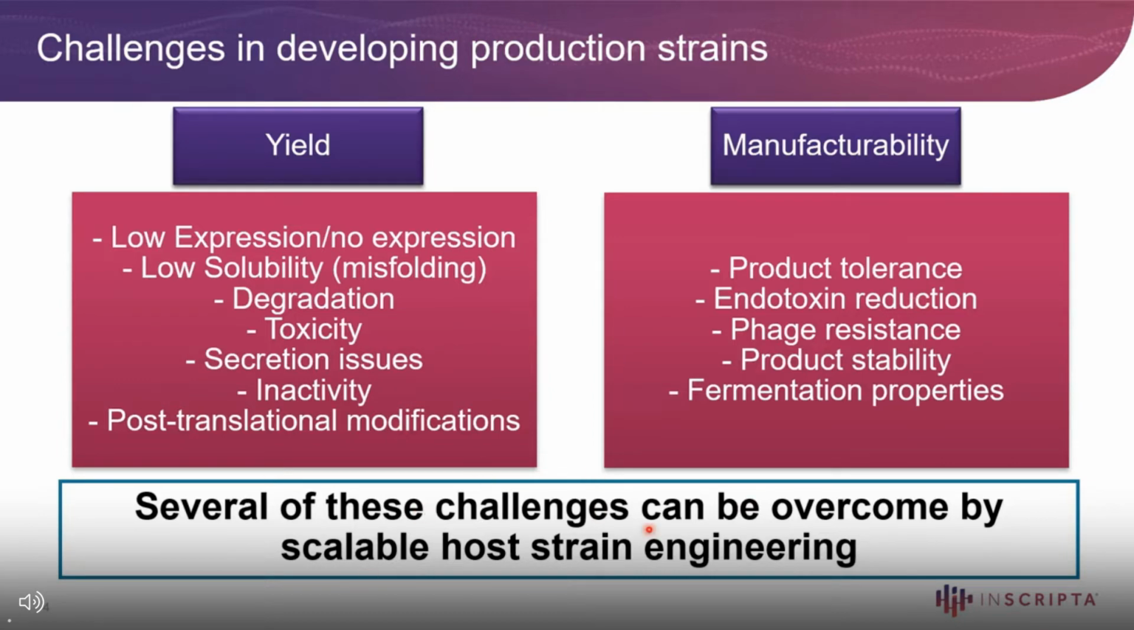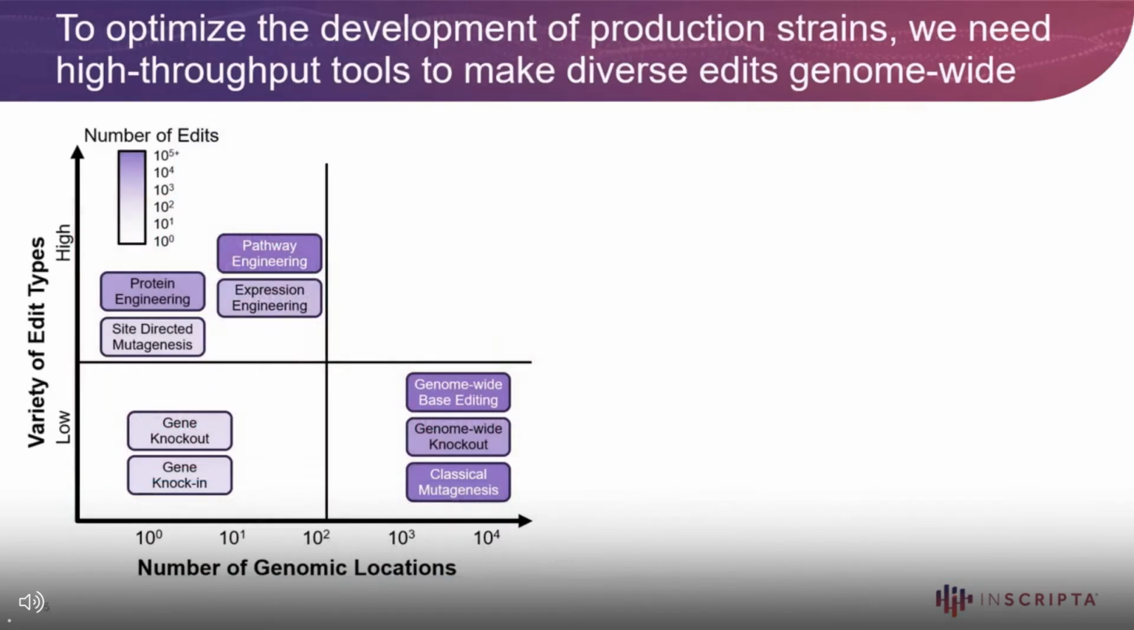And several of these challenges can really be overcome by scalable host strain engineering. To optimize the development of production strains, we really need high throughput tools to make diverse edits genome-wide. There are a lot of tools that have been developed over the last several decades that allow for strain engineering to take place. If I plot some of those tools on this matrix, on the y-axis you have a variety of edit types from low to high, and on the x-axis the number of genomic locations from low to high.